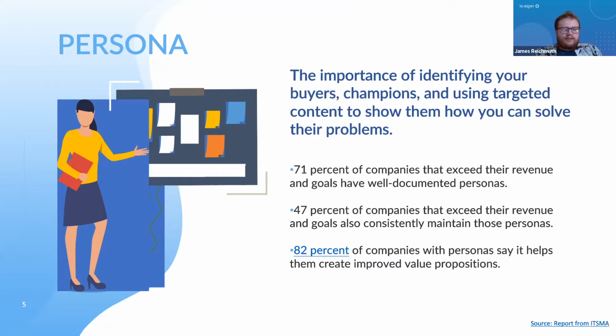So, 70% of companies that exceed their revenue goals have these well-documented personas. And the reason that works is because once you get in the rigor and the motion of constantly re-examining your personas and where your deals are coming from, you'll start to notice trends in your content and the way that you communicate with folks throughout your funnel that will help you improve over and over again. 47% of those companies that exceeded their goals also consistently maintain those personas. So that's where the refinement of the edge comes in.